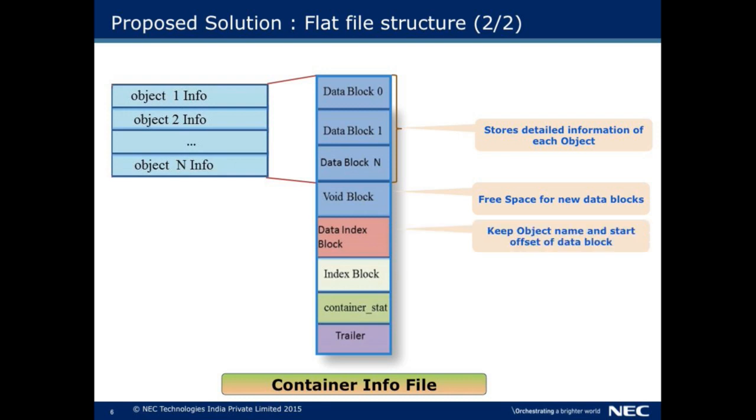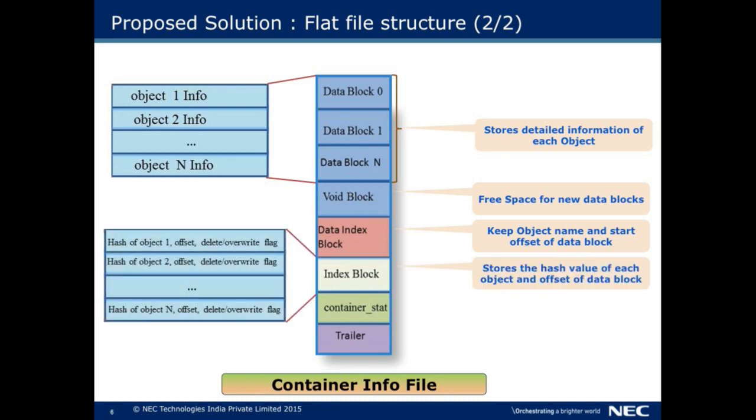Then there is the data block index. This index keeps the name of the object and the start offset of the data block. So by looking at this block, you can see which data block this object name will fall in, so that you don't have to go through all the data blocks and search for the particular object you want to get information about. This information will help you directly pinpoint the data block where the information about your particular object is saved.